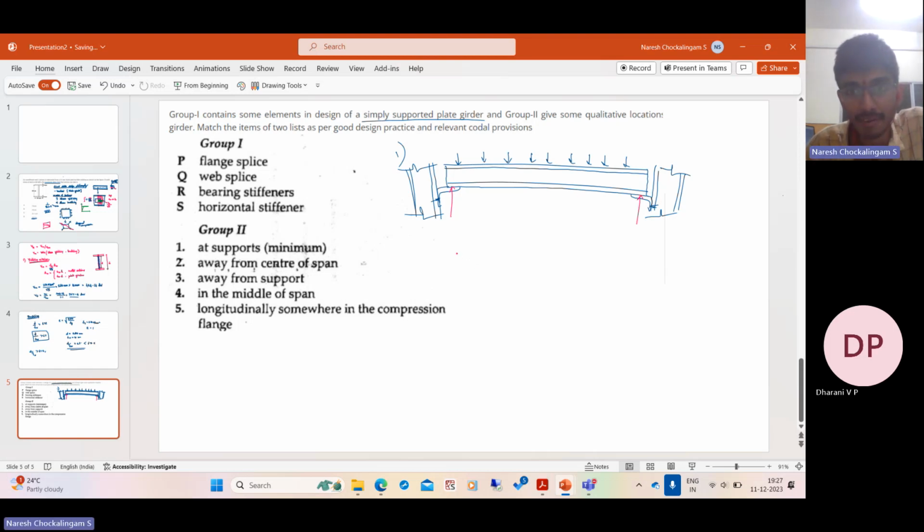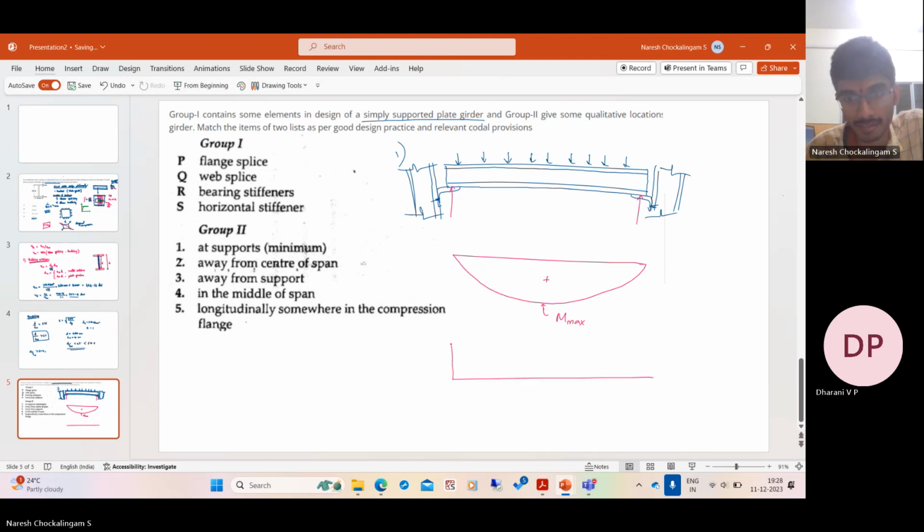Then if you draw the bending moment diagram of this structure, it is simply supported, so it will be parabolic. It will be WL squared by 8 and all that. So the maximum bending moment happens here. And if you draw the shear force diagram, it will look something like this.